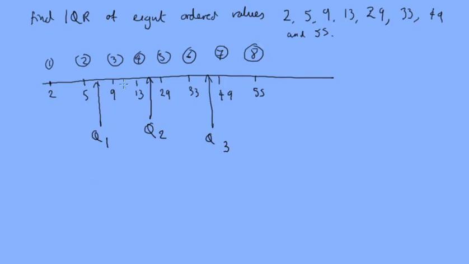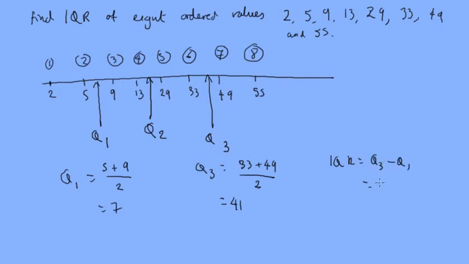So the value of Q1 is going to be in between 5 and 9, so we look at these two values, 5 plus 9, and then divide it by 2, and we get 7. And the value of Q3 is going to be 33 plus 49 over 2, which is 41. So the interquartile range is going to be Q3 minus Q1, which is 41 minus 7, which is 34.